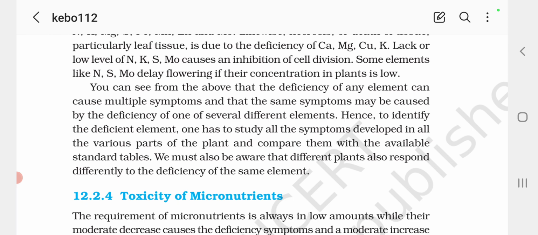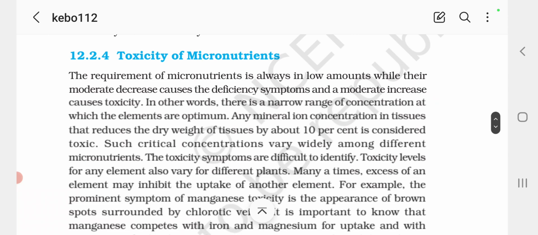You can see from the above that the deficiency of any element can cause multiple symptoms and that the same symptoms can be caused by the deficiency of one of several different elements. Hence, to identify the deficient element, one has to study all the symptoms developed in the various parts of the plant and compare them with the available standard tables. We must also be aware that different plants also respond differently to deficiency of the same element.